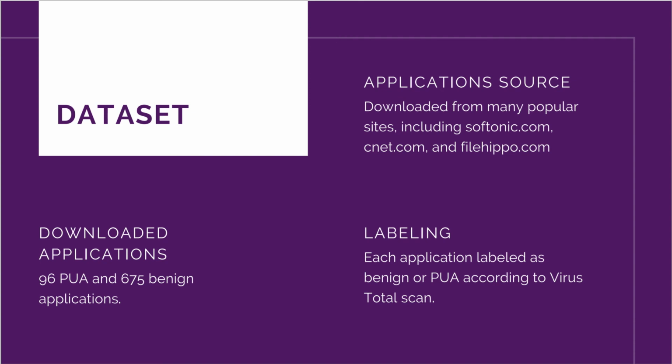Let's discuss our dataset. We have downloaded applications including 96 PUAs and 675 benign applications. Applications were sourced from many popular sites, including softonic.com, cnet.com, and filehippo.com. Labeling. Each application was labeled as benign or PUA according to VirusTotal scan, and also by running it manually and checking exactly what it does during its installation.